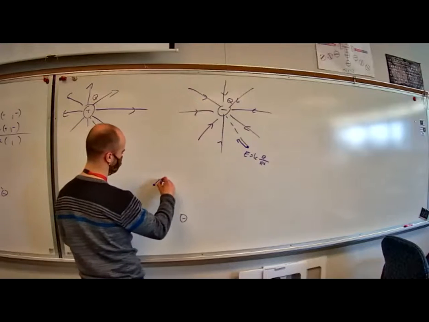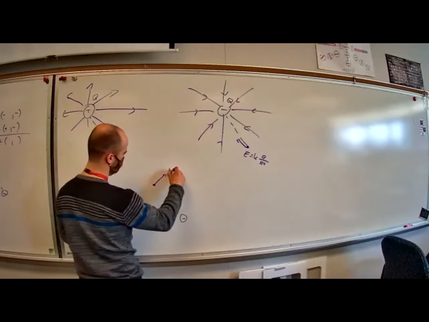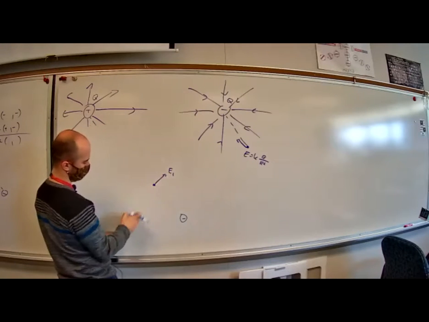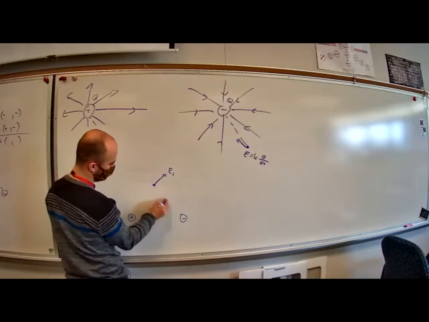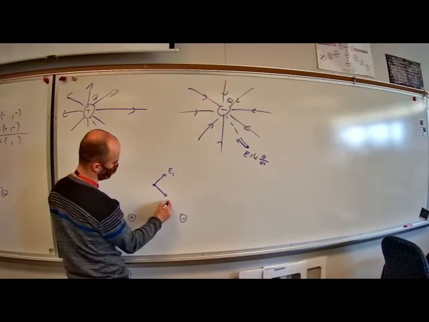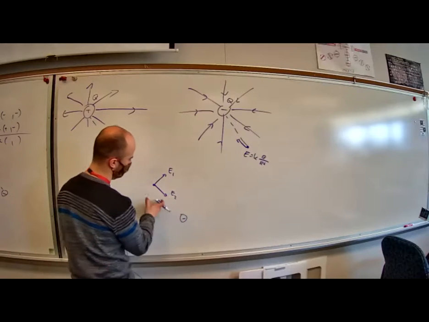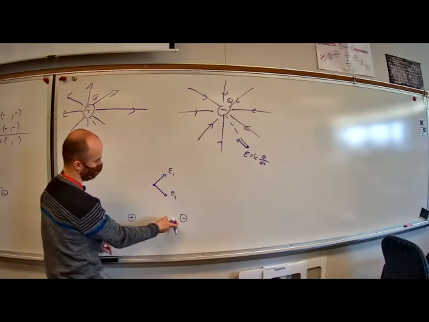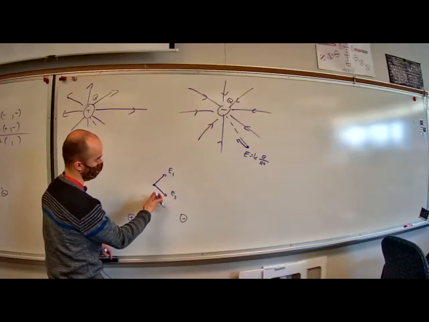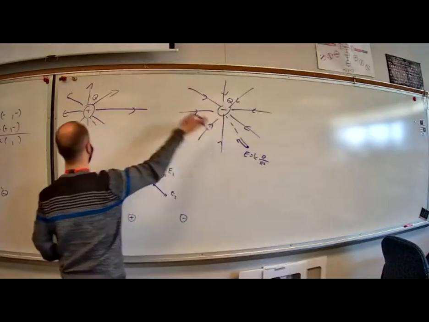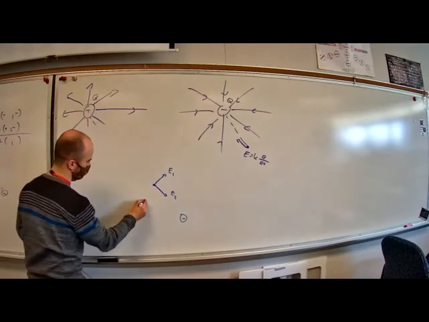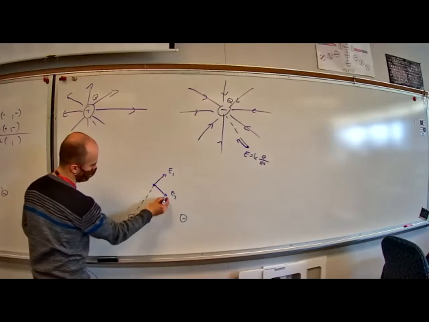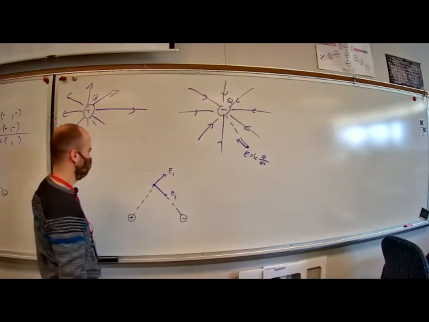Well, it would be the electric field from this charge, so maybe call this E1. Note that I drew it pointing away because it is away from the positive. But here, the electric field due to this charge would be pointing towards it, E2. Why is it pointing towards it? Because the electric field of a negative charge points towards the negative. See there? And then see here. So away from the positive, towards the negative.